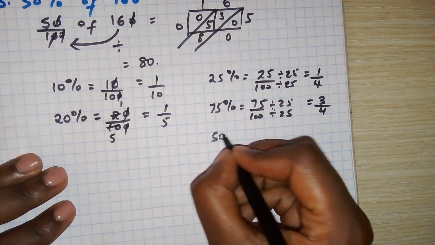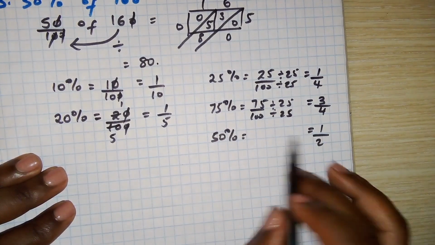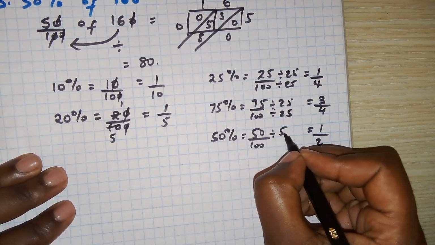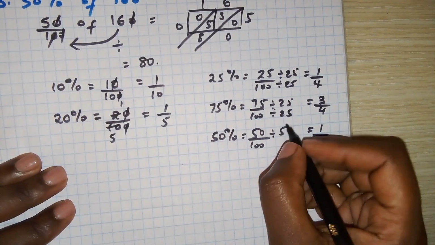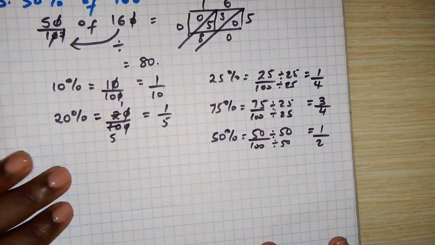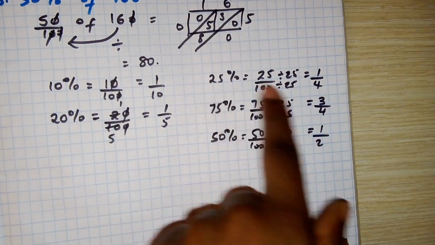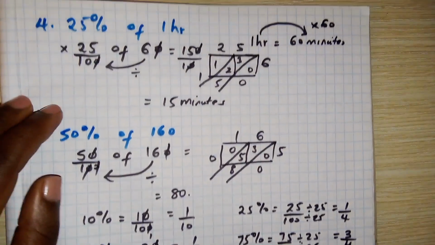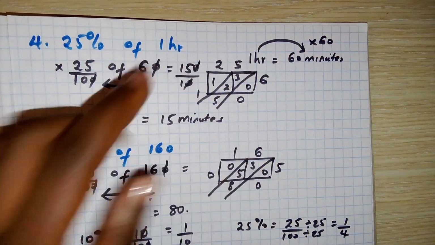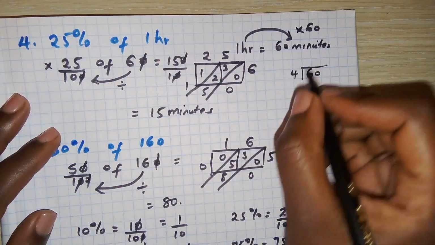And the last one is 50%. It should give us a half because 2 50s make 100. So 50 over 100, divide by 50, divide by 50, you get that. So when you're using, let's say for example, 25%, 25% is the same as a quarter. If you are to use it over here, we can say a quarter of an hour. So a quarter of an hour is 60 divided by 4.